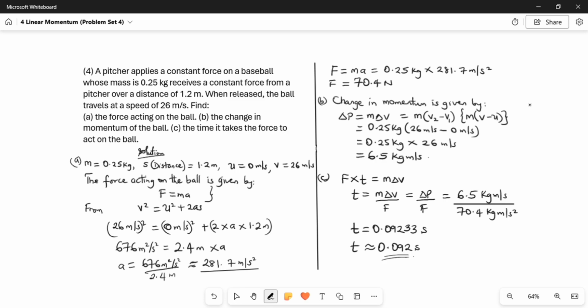The second question says we should find the change in momentum of the ball. What's the change in momentum? Mass times change in velocity, which is m times final velocity minus initial velocity. In our problem, the initial velocity is 0 meters per second and the final velocity is 26 meters per second. So when we do a simple substitution and multiply further, that gives us a change in momentum of around 6.5 kilogram meters per second.